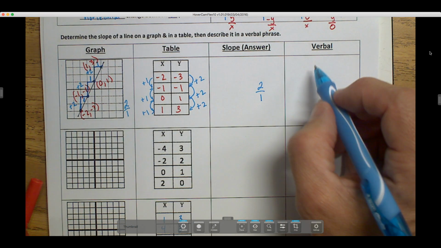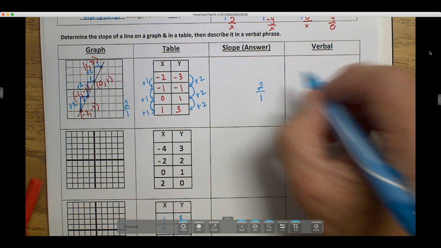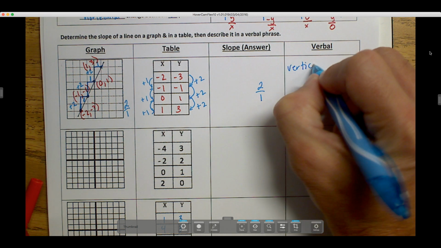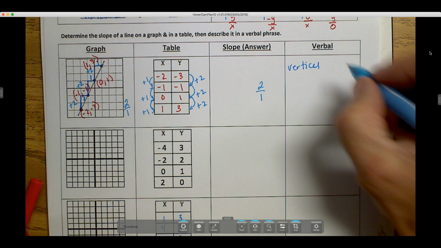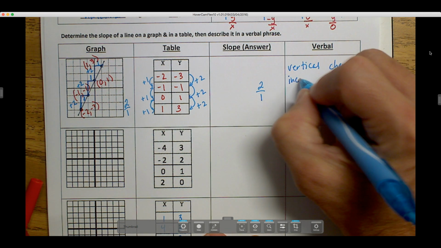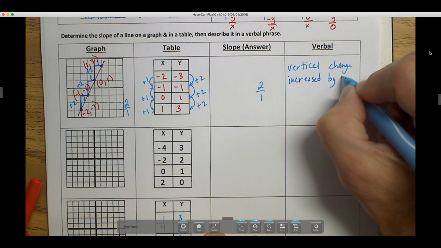Now, our verbal description needs to talk about the vertical and the horizontal change. So our vertical change increased by 2 units.